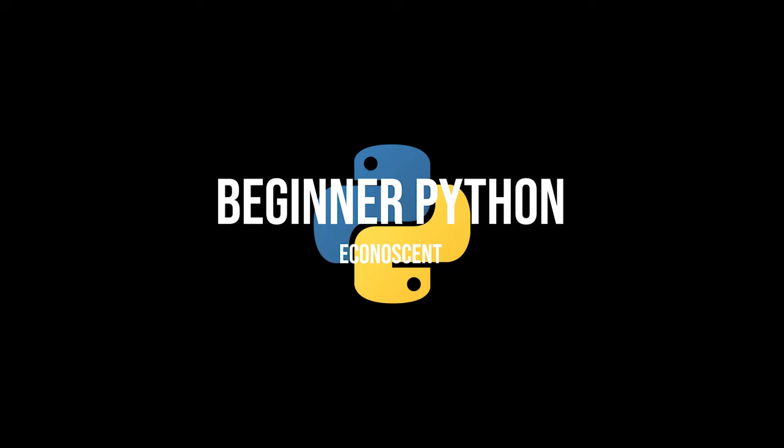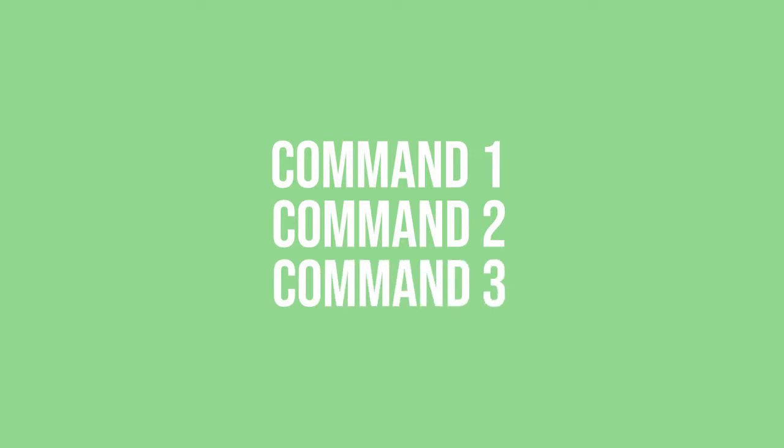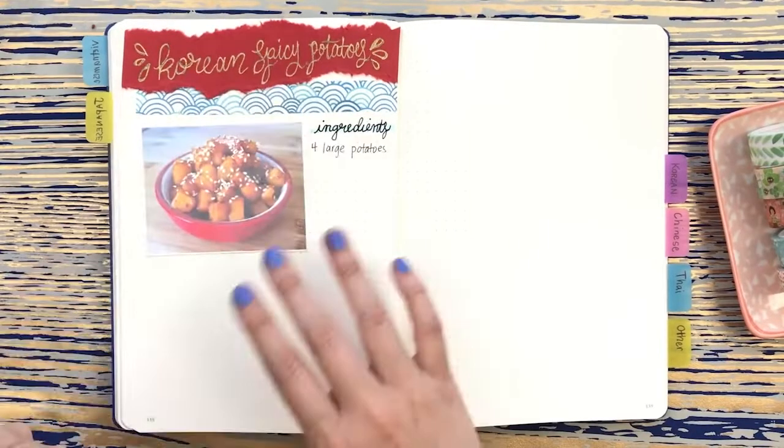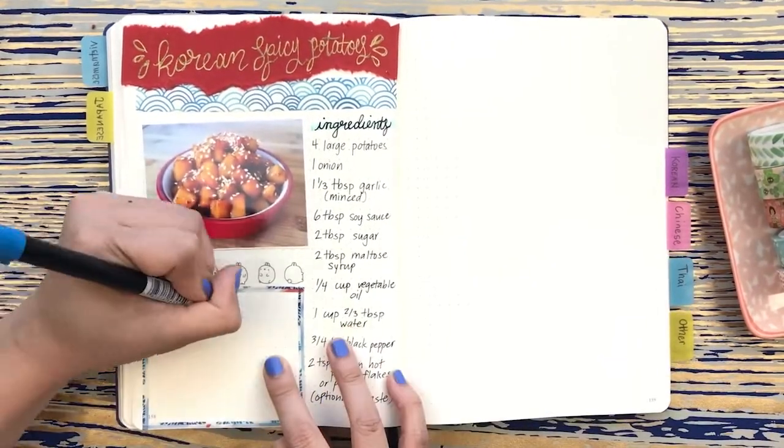This is a short course that will teach you how to program using Python. Let's first begin by defining exactly what we mean by programming. Programming is just giving a computer a list of commands to execute. It's just like a recipe to do something. A recipe for scrambled eggs will look something like this.